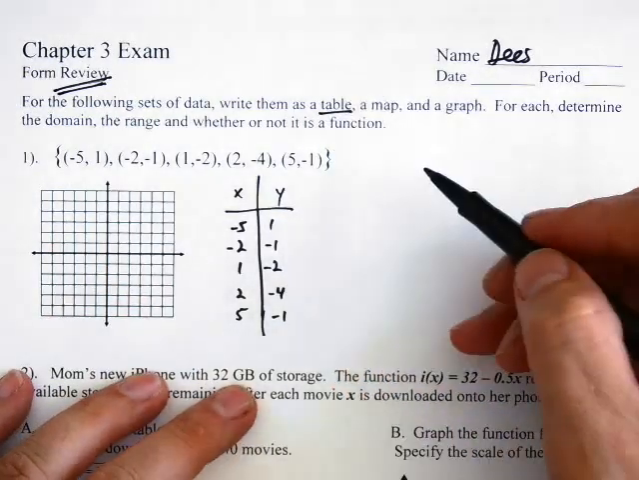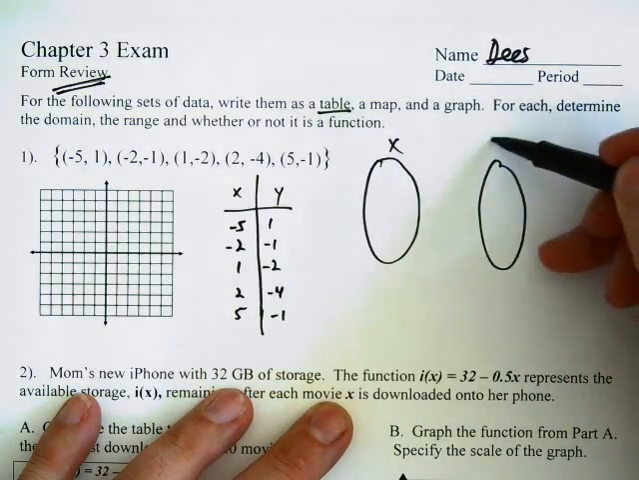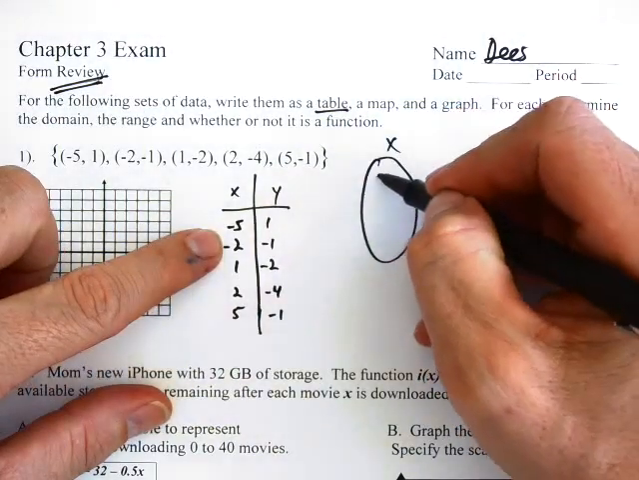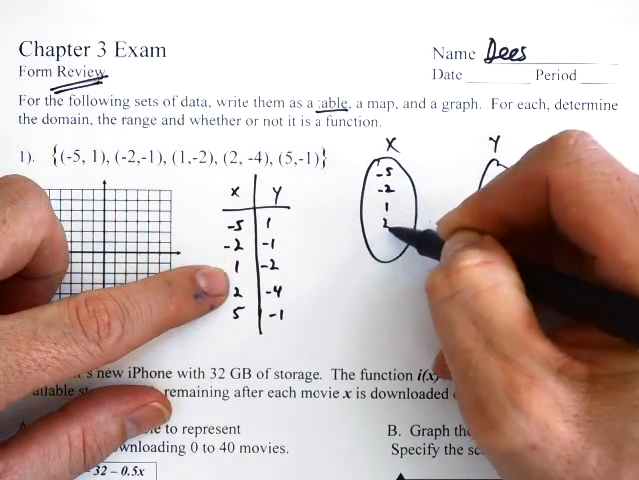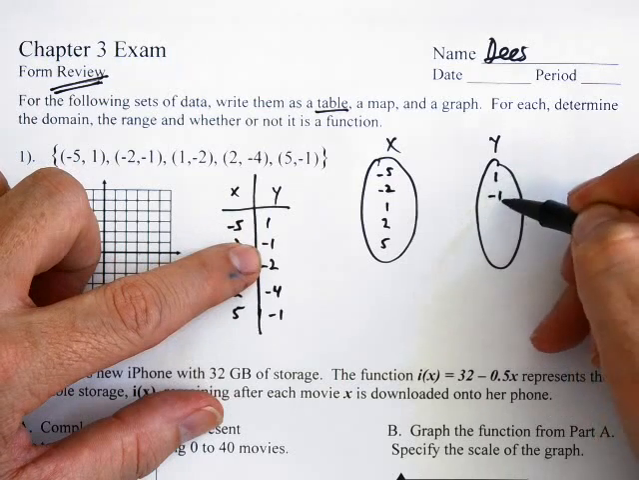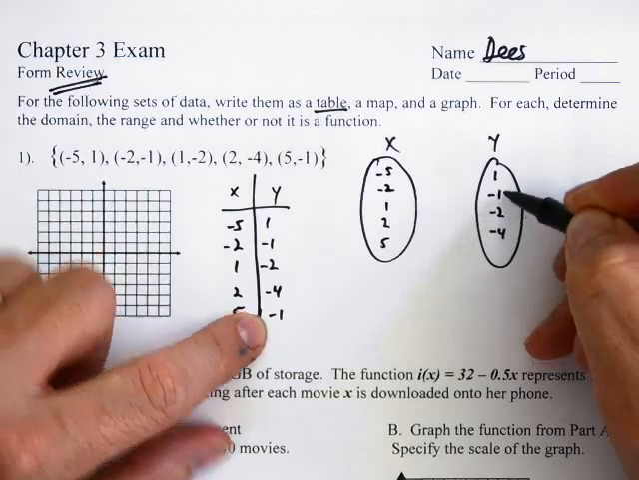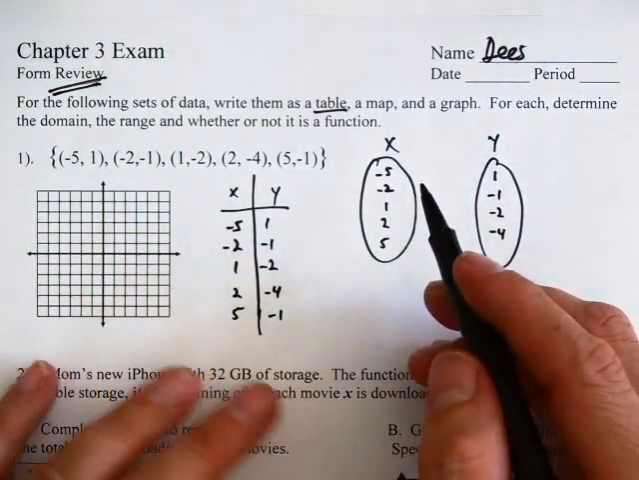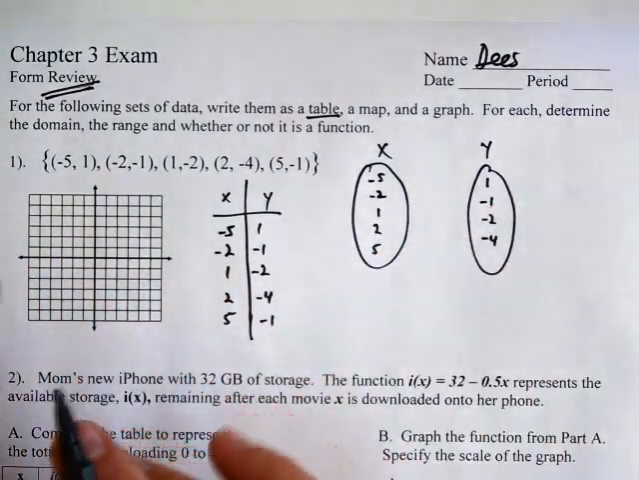Check. As a map. Now a map goes from a group of x's to a group of y's. We don't need to write down any repeats. So in here there's -5, -2, 1, 2, and 5. And over here there's 1, -1, -2, -4, and -1 has already been listed. Now what do we do with these? Well, we kind of draw an arrow showing the connection between input and output.